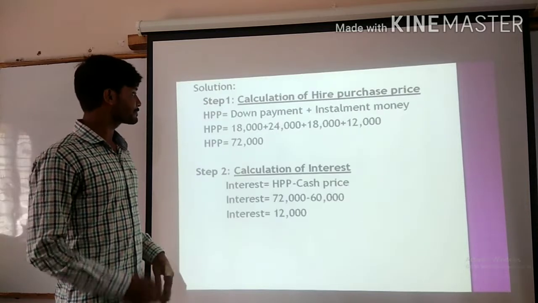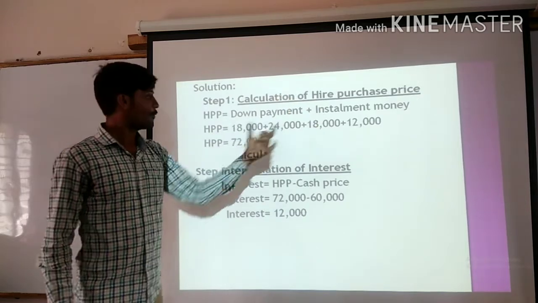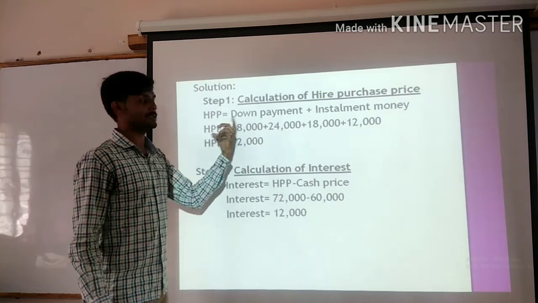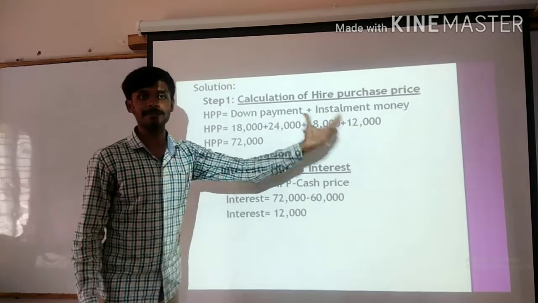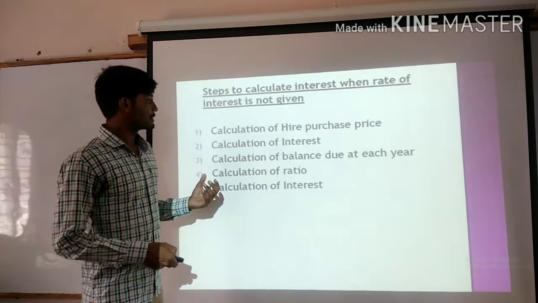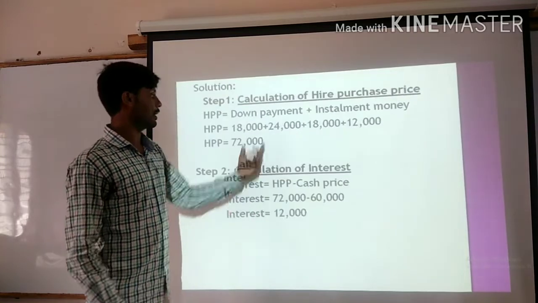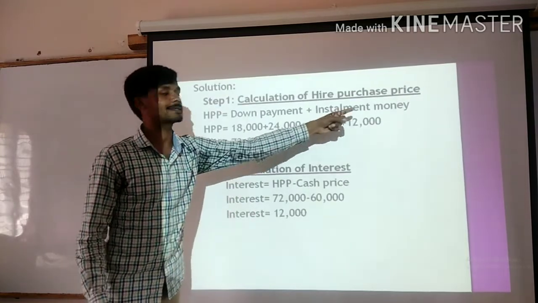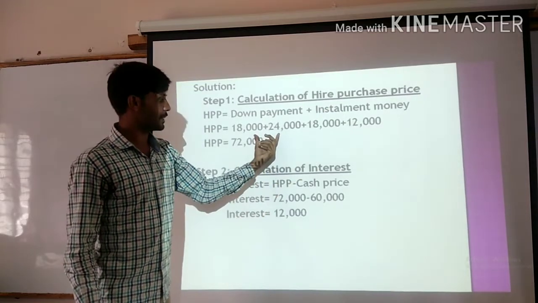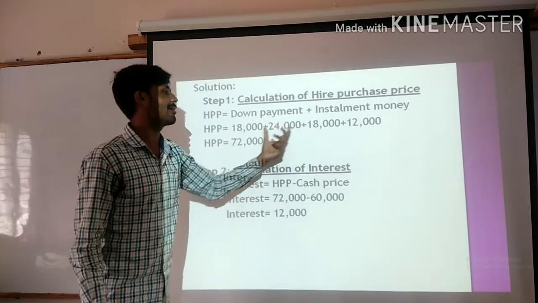Here you can see first step, calculation of hire purchase price. For calculating this hire purchase price, we have one formula, that is hire purchase price is equal to down payment plus installment money. You can observe in the problem, they have given the down payment, that is 18,000. Next, plus all the installment money we just need to add. In the question they have given the first installment, second installment, third installment. They are paying certain money. We just need to add all these things.